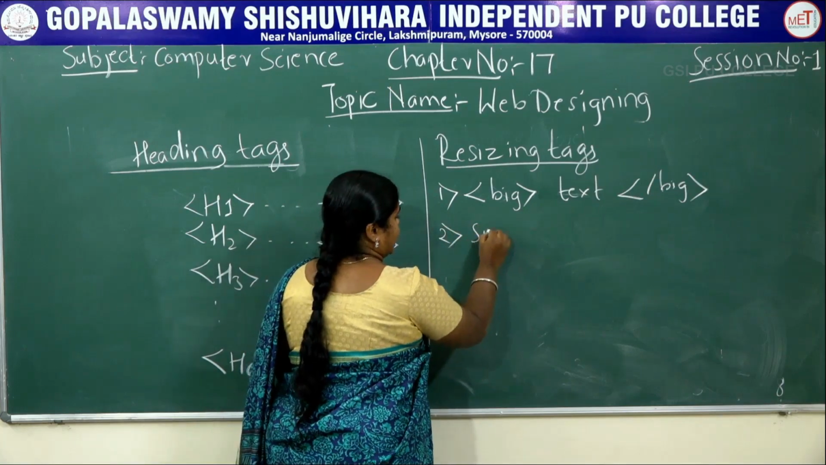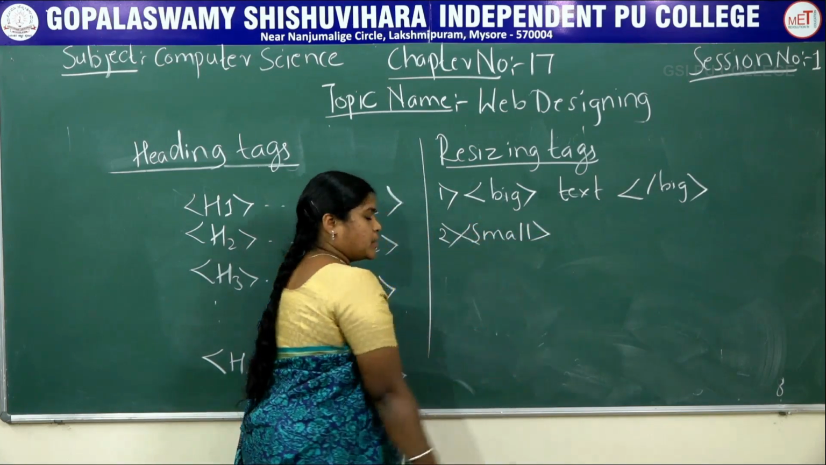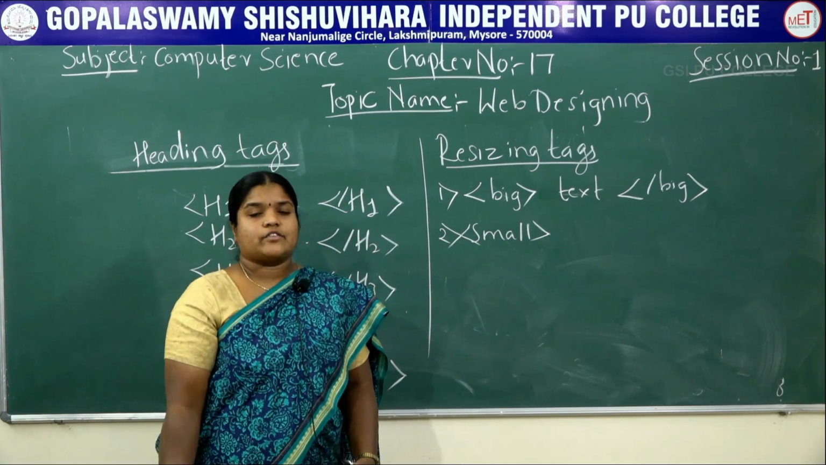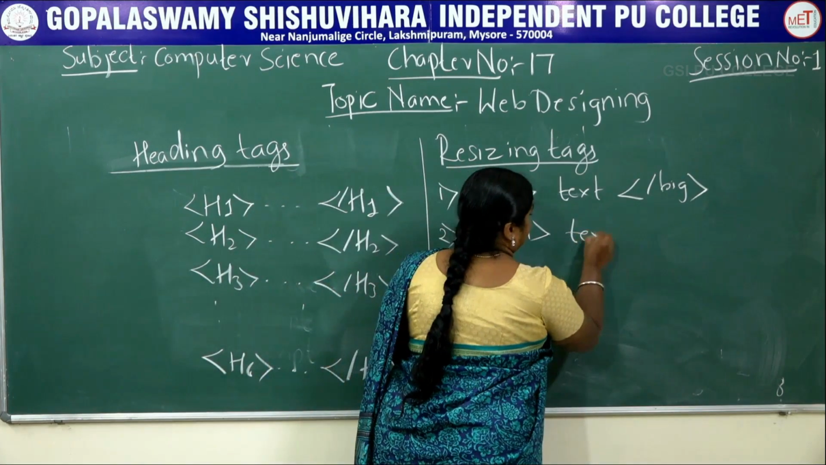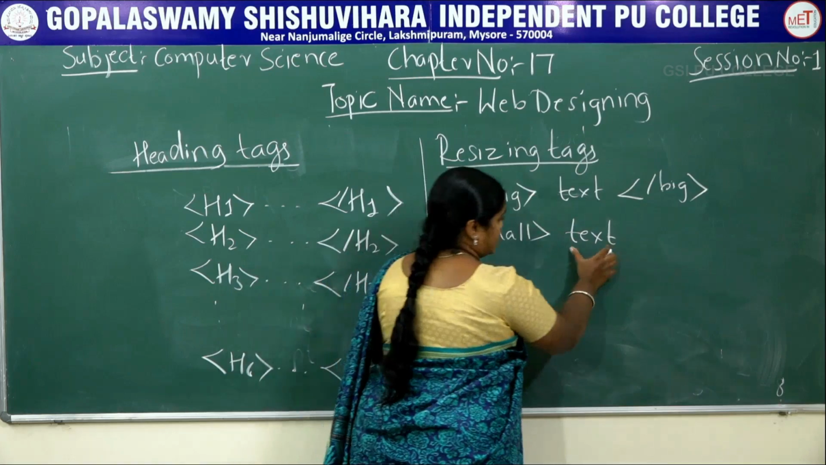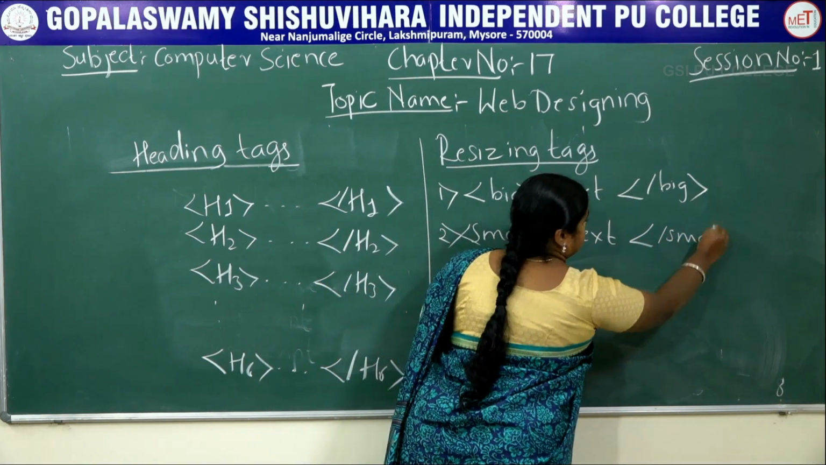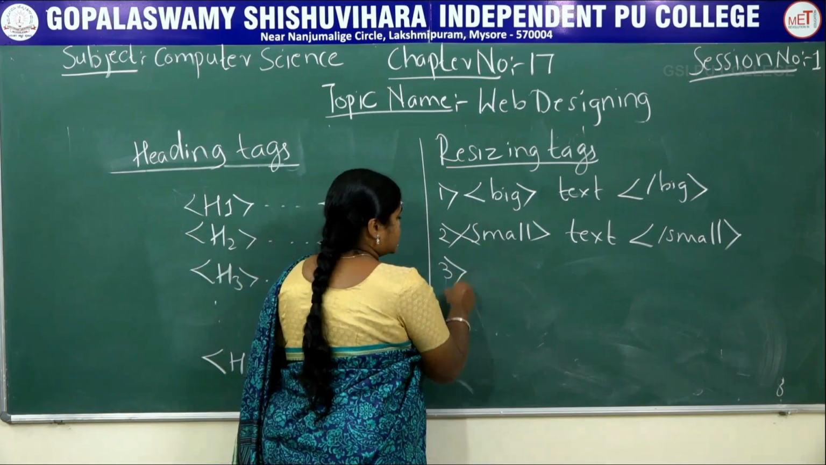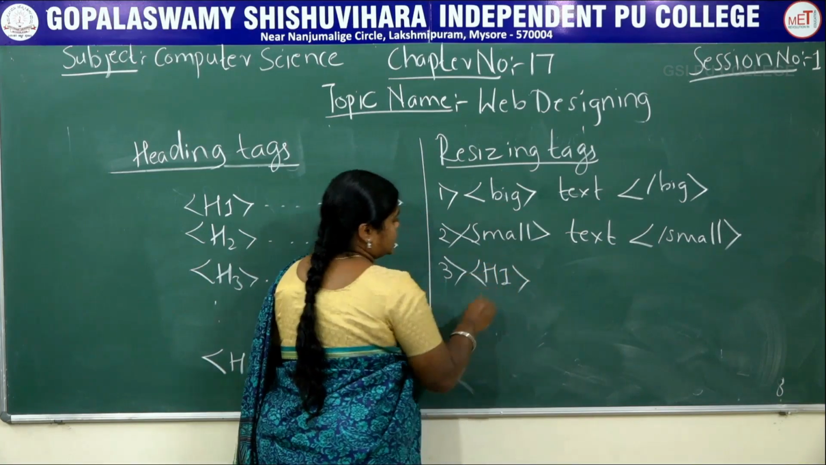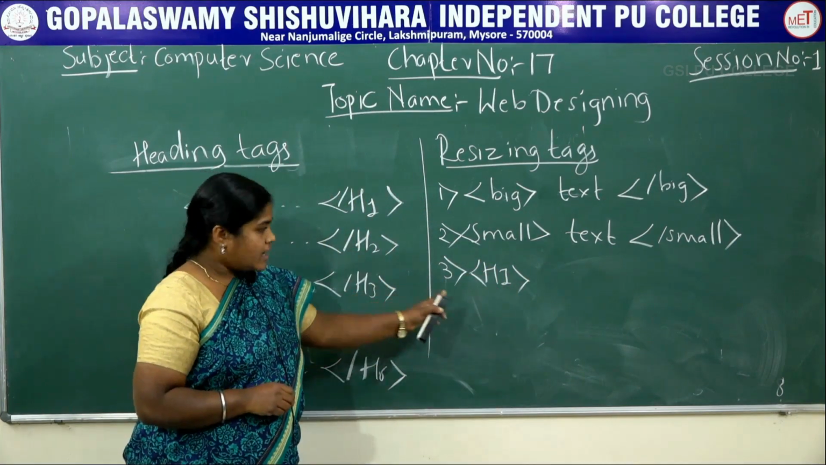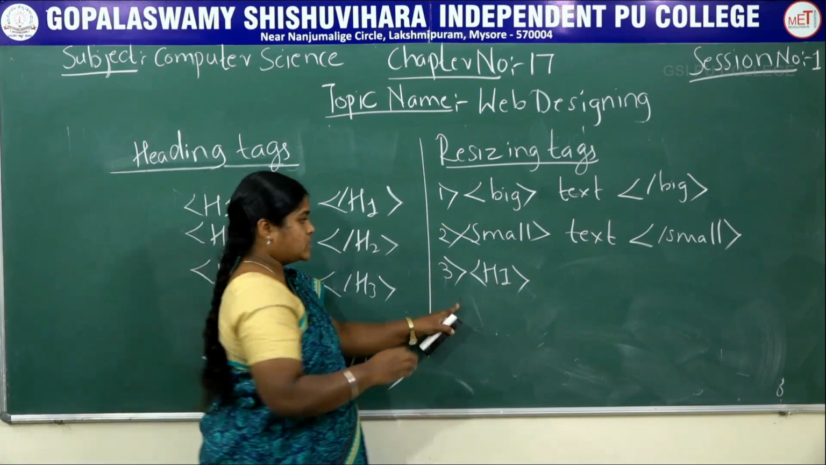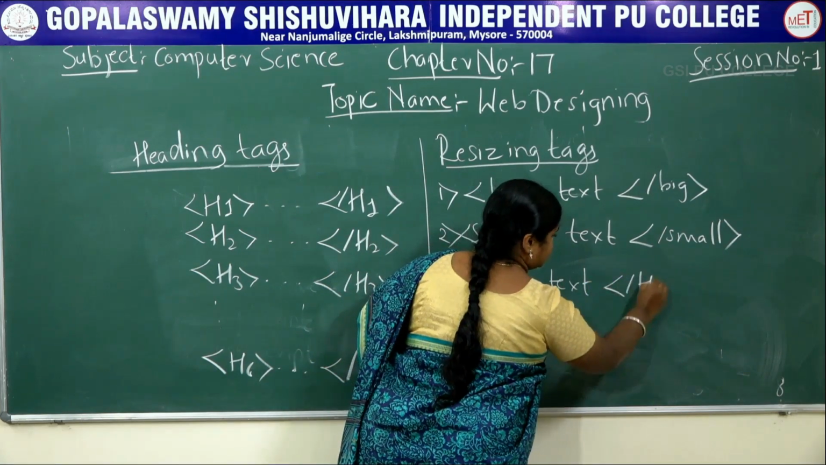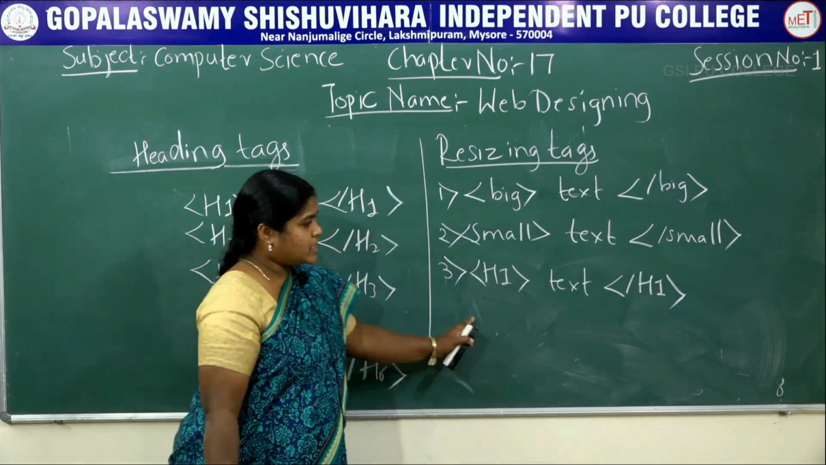In the same way, we have the tag small. This tag will decrease the font size by 1. It will decrease the size of the text by 1. This also is used in the same way. Small is a tag. We specify the text, and then we close that tag. After that, the next one is H1. Just now we have studied H1 in the heading tags. H1 will give you the maximum font size. So how are we going to use that? H1, specify some text that has to be displayed in maximum font size, and then finally close the H1 tag.